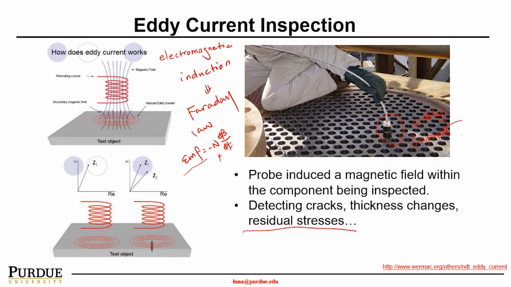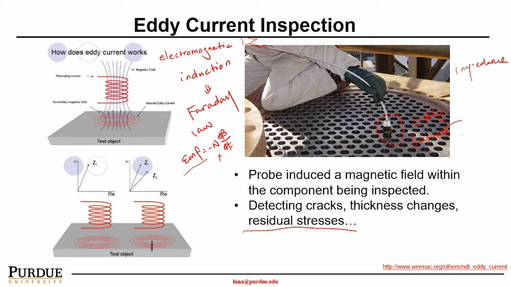And then this eddy current will be detected by the probe itself, because the secondary magnetic field will oppose the primary magnetic field. That change will be sensed by the probe and detected by a scope attached somewhere here. By looking at the eddy current, we can understand if there is a defect, because if there is a defect, the eddy current will be changed, and particularly the impedance will be changed.